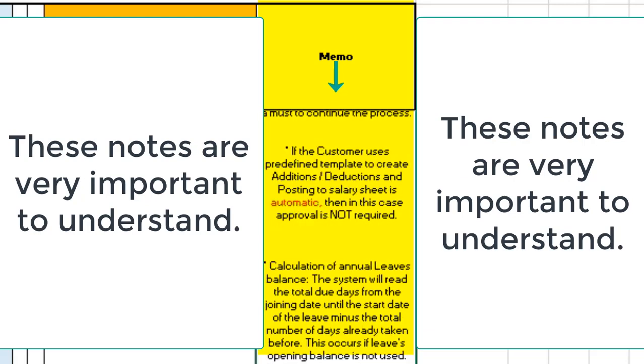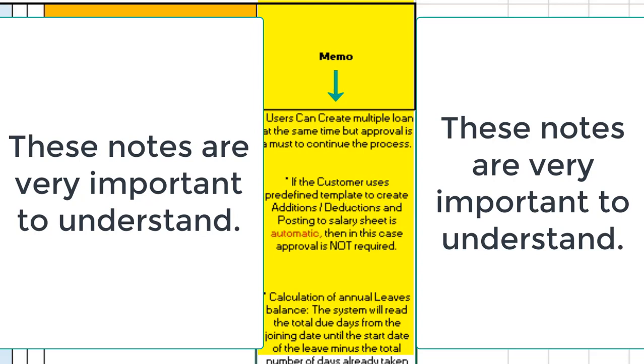Notice here that if the customer uses a predefined template to create additions, deductions, and posting the salary sheet is automatic, then in this case approval is not required. Of course, this is logical, because if you choose anything to be automatic, then there will be no need to approve that. It will instantly be posted to the salary sheet.